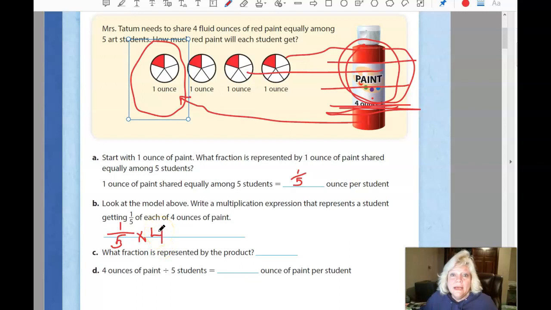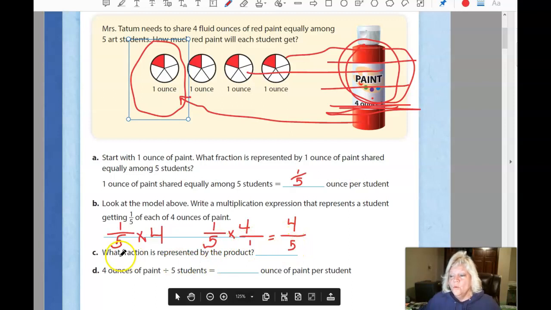Well, anytime we have a whole number, that number goes over a 1 when we are multiplying. So I'm going to rewrite the fraction 1/5 times 4/1. And when I actually do that, on multiplication, you don't have to find a common denominator. That makes it easier. We just go straight across. 1 times 4 is 4. 5 times 1 is 5.